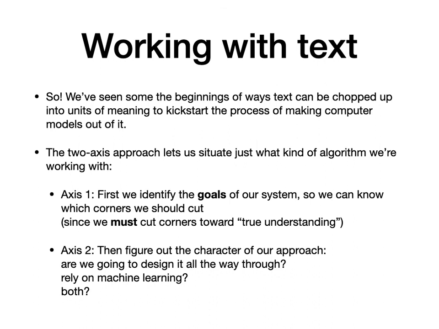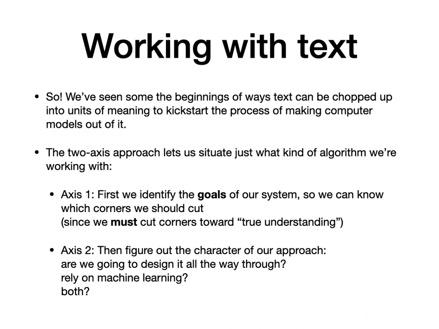Whereas on axis 2, we figure out what's the character of our approach. Are we going to design it all the way through top to bottom carefully by hand, or are we going to allow a little bit of machine learning to enter in to bootstrap it a little bit, give it something from the real world? Maybe both. Why not both? Sometimes there is a good reason to use both, and sometimes there's a great reason not to. So, that's the idea. I hope this sets the stage for why and how you should care about what we're going to do with processing text in the Python programming language.